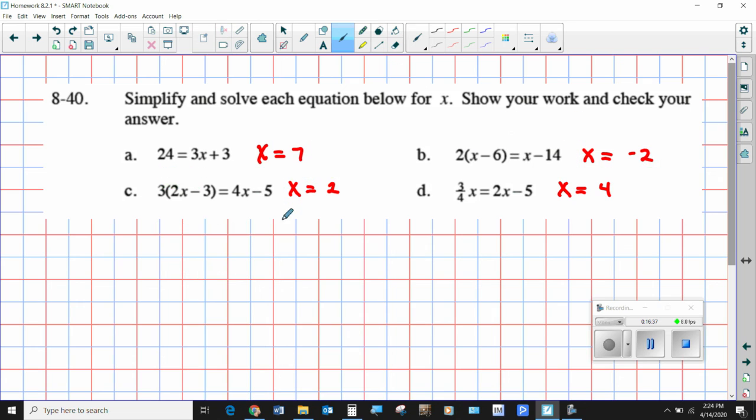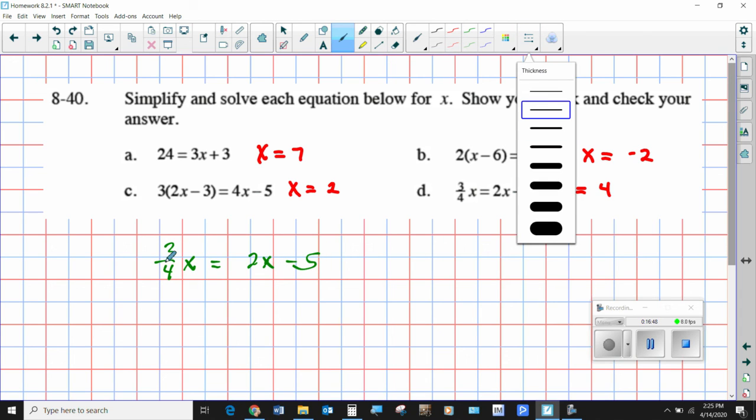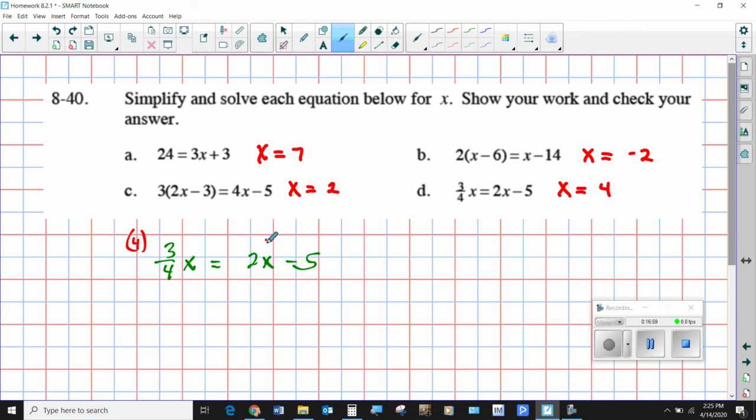I'm going to get rid of all my work here, and I'm going to rewrite this problem. 3/4 of x is equal to 2 times x minus 5. Now remember, with fraction busters, our goal is to multiply every one of these terms times some number that will eliminate our fraction denominators. And our only denominator is a 4. So I'm going to multiply everything times 4. So 3/4 times 4 is 12/4, and 12/4 is the same as 3. So essentially, they just cancel each other out and make 3 x's. Here, this becomes 8 x's, and here that becomes negative 20.